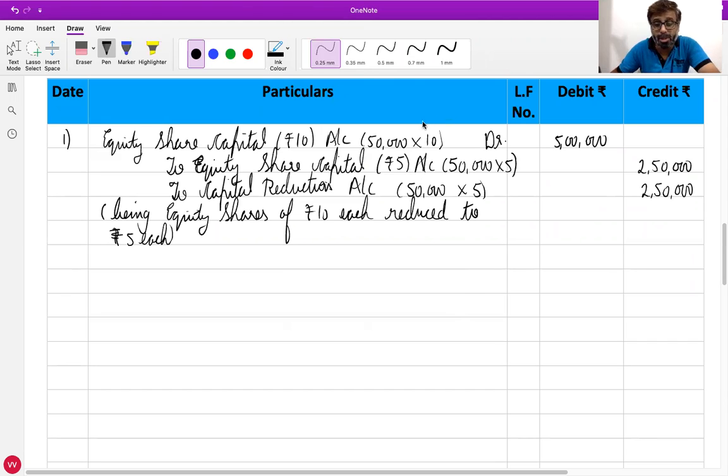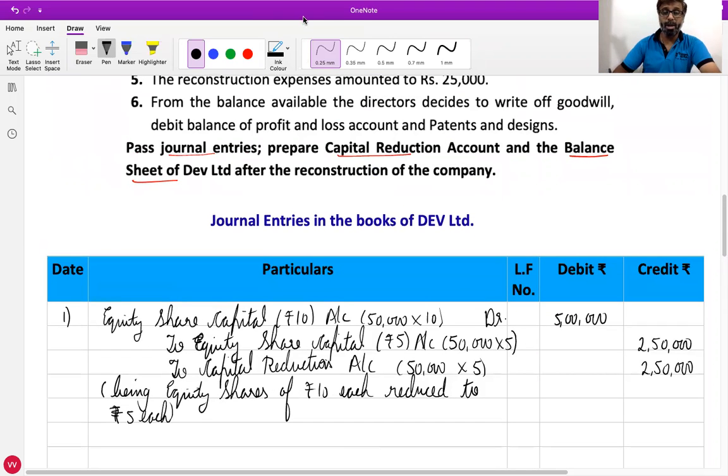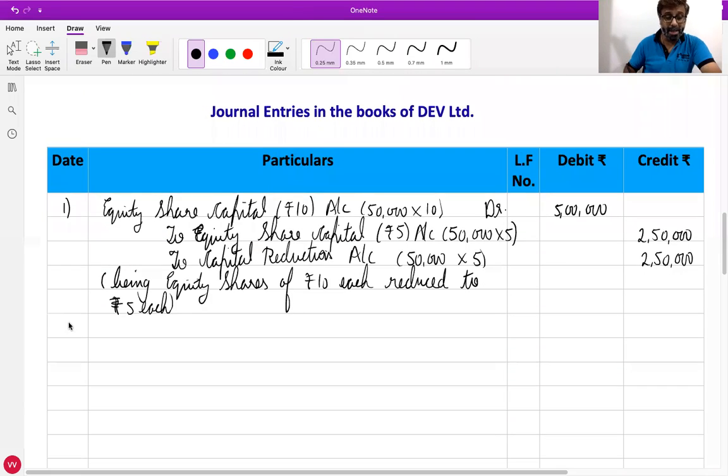Did you all understand the posting, everyone? Yes, sir. Anyone having any doubt in this, raise your hand. Anyone who did not understand the first adjustment or journal entry, raise your hand. Okay, everyone is clear. Now we take up the second.